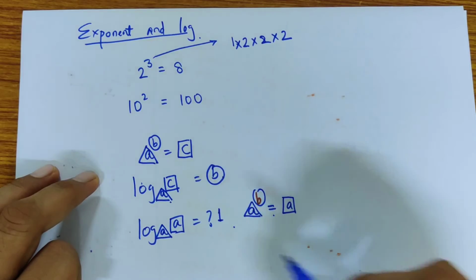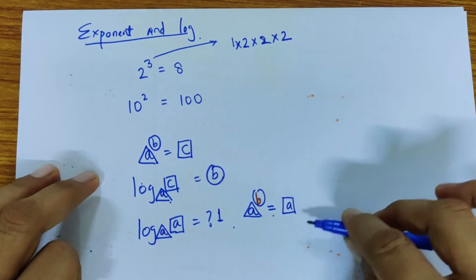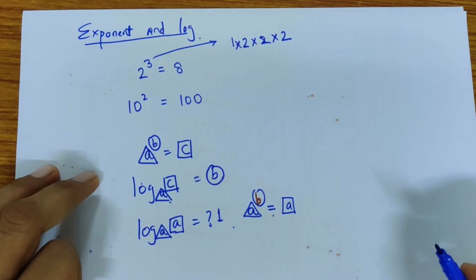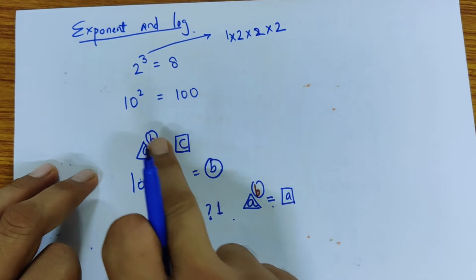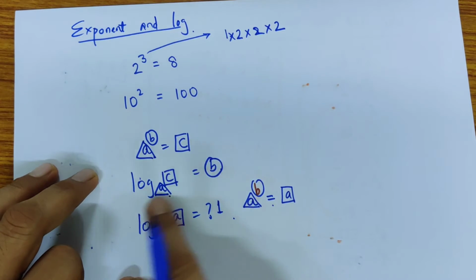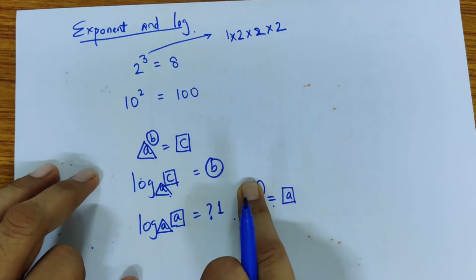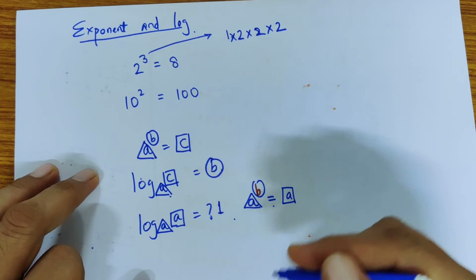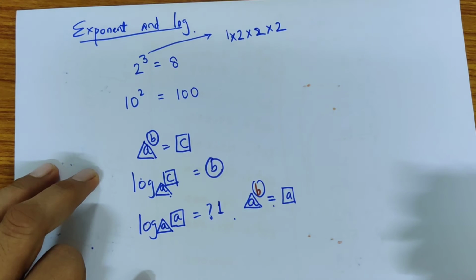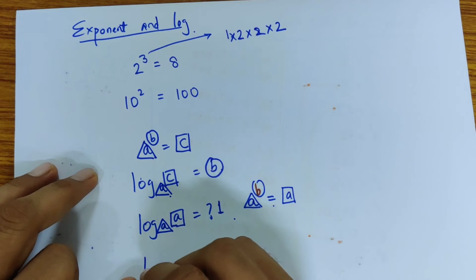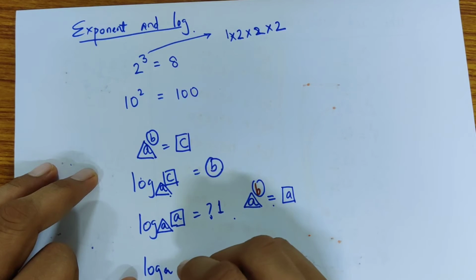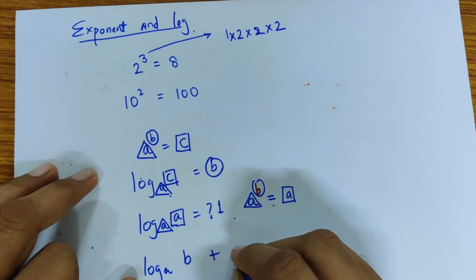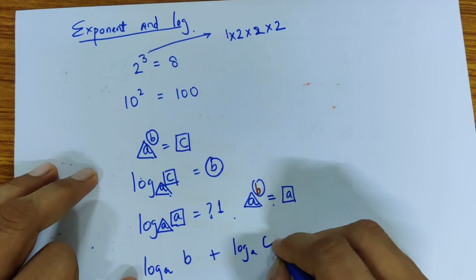Once you know that, you can figure out all these other equations and laws from here. This is the first principle: when I can write something like this, I can represent it also like this. So then questions arise like, if you have log of something plus log of something else, what happens to it? So I have log to the base a, I have b, and then I have log to the base c.